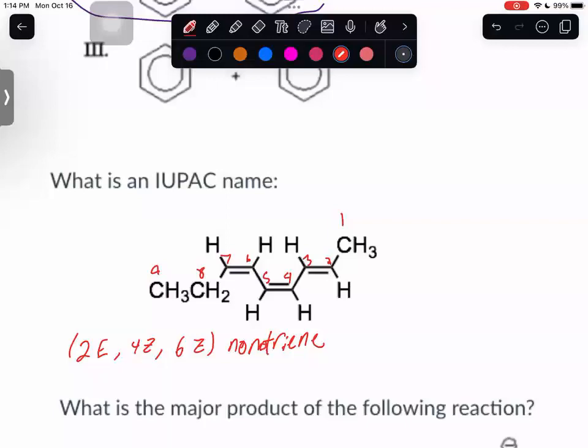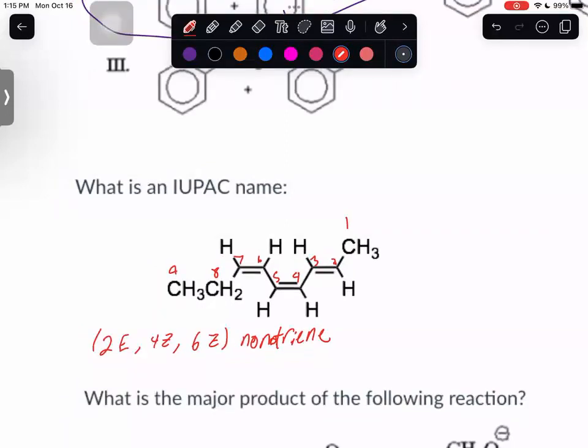Okay, questions on IUPAC? You should expect some questions naming alkenes. Remember, all of chapter 13 was about alkenes. Remember, the whole goal with IUPAC is to get the lowest locants possible. To find the parent chain, we're looking for the longest continuous carbon chain.